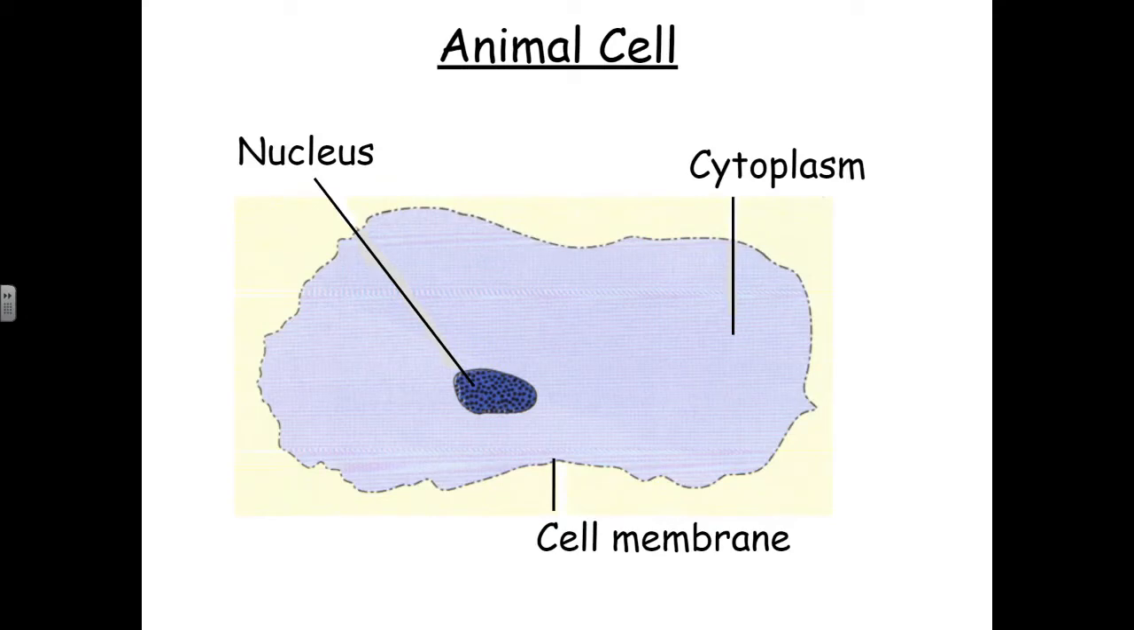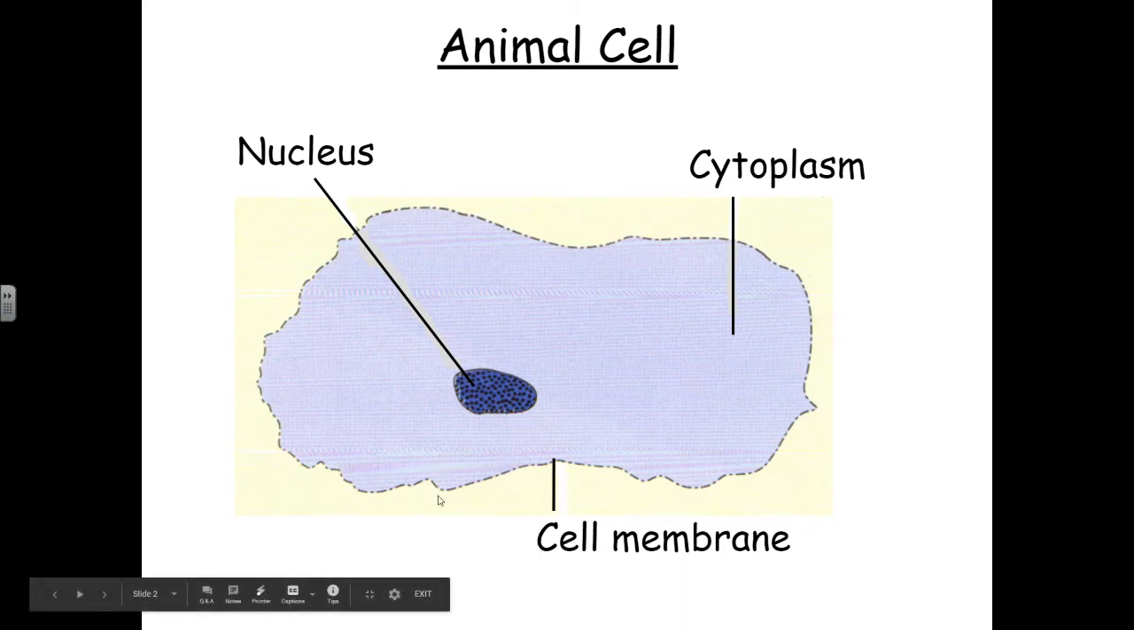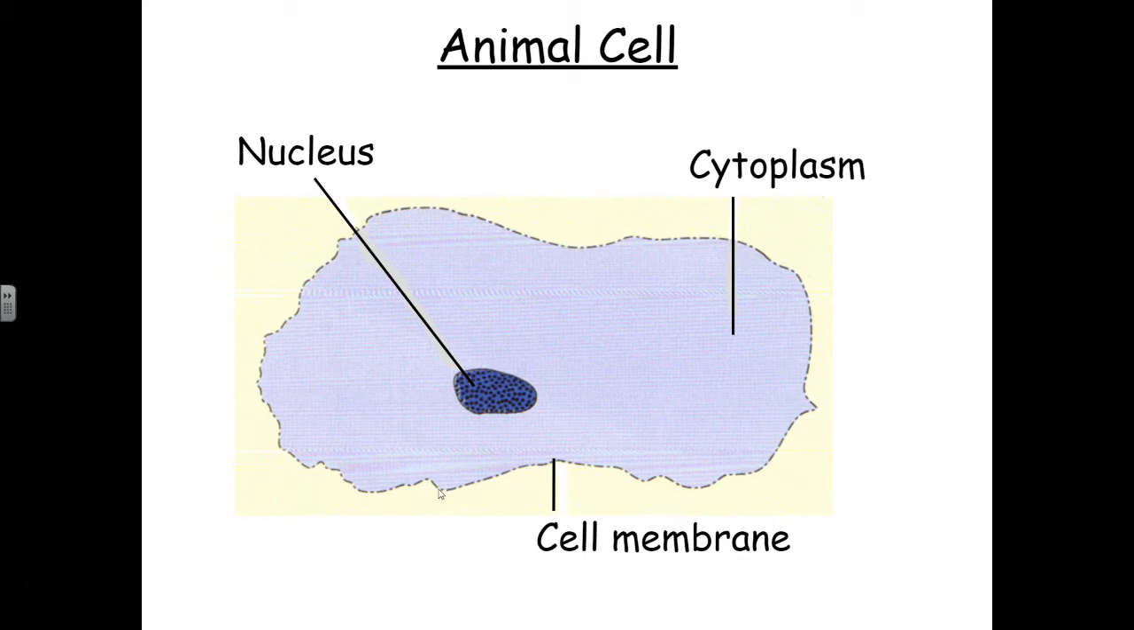And then we have the cell membrane. Now, the cell membrane is what keeps the inside and the outside of the cell separate. So the cell membrane is this thin line that runs around the outside of the animal cell. You'll see from this picture here that it's actually not a perfect circle or a perfect square or rectangle. It kind of goes in, then out, and it's quite flexible. Animal cells are quite flexible.